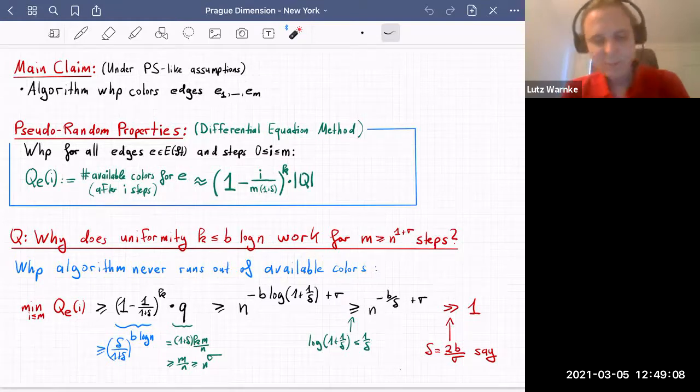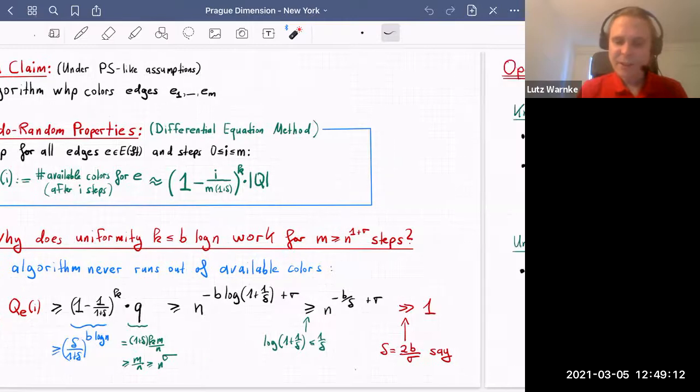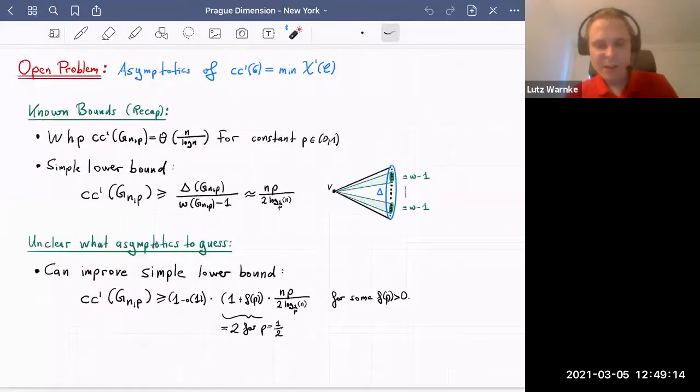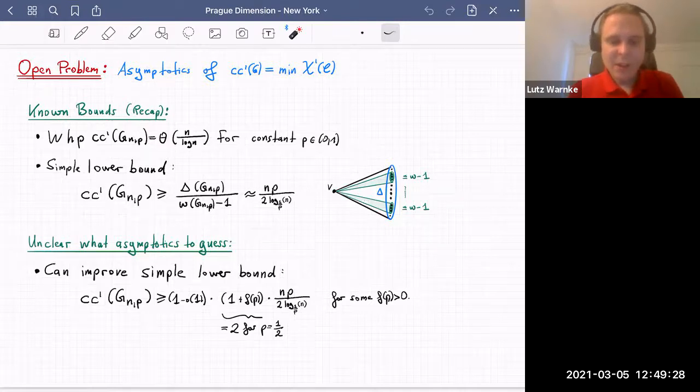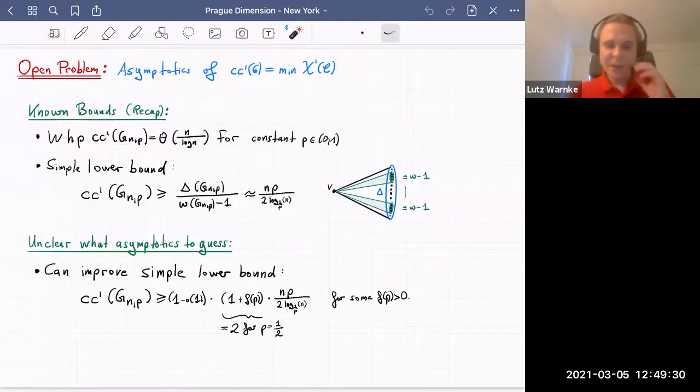Okay. And the way one justifies this method is using tools from probability theory, martingale methods, and so on and so forth. I don't want to go into details. That's all I really wanted to say about the proof here. I wanted to say at the end a little bit about what we don't know, in particular what we don't know about the asymptotics of this clique chromatic index.